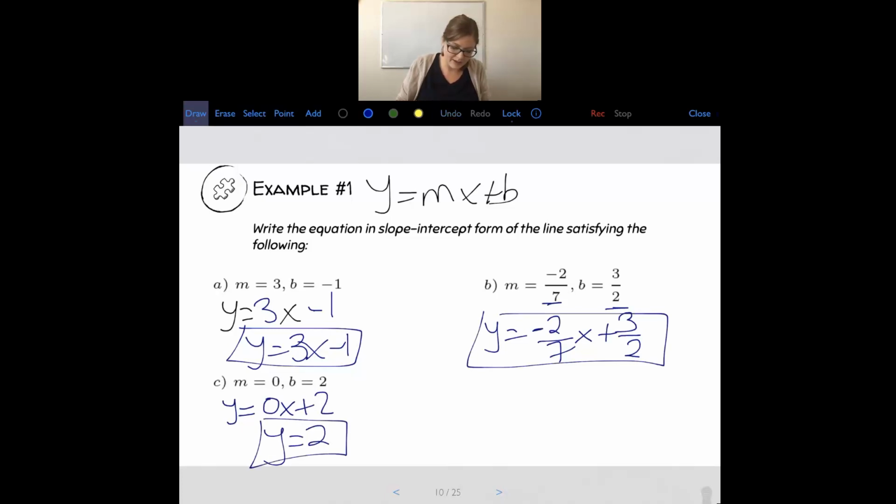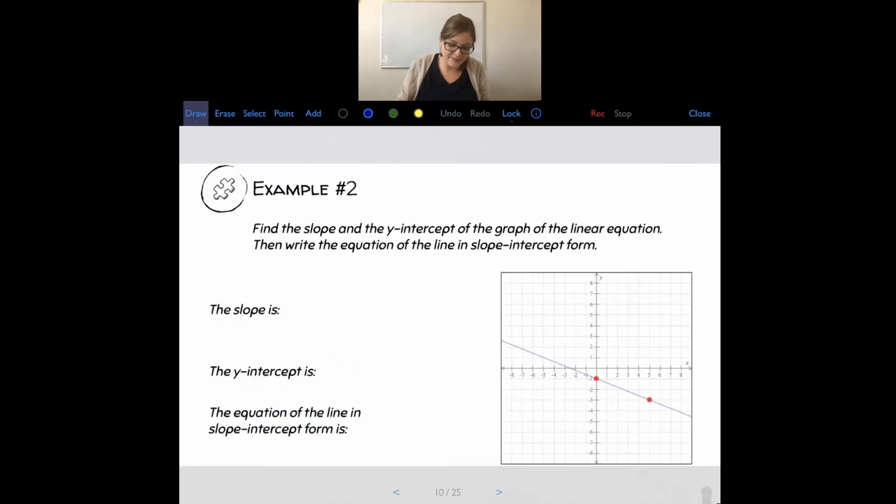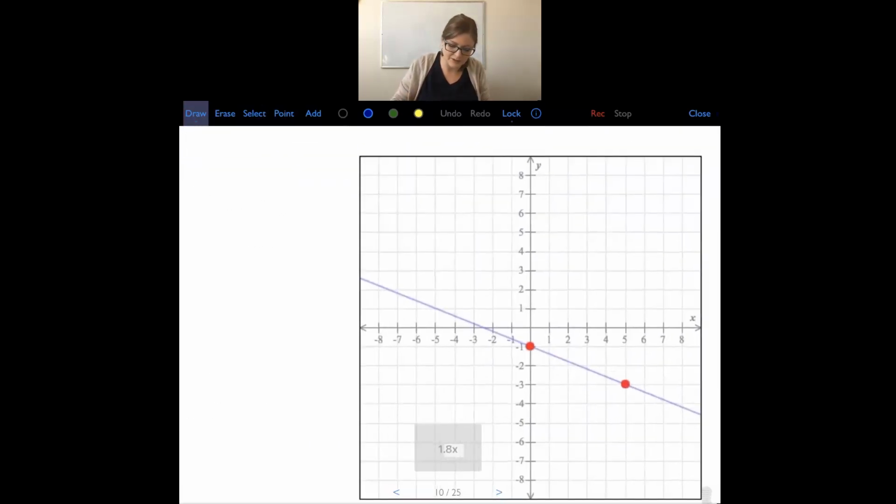Okay. Next, find the slope and the y-intercept of the graph of the linear equation. Write the equation of the line in slope-intercept form. Okay, so what we have is a graph, and I'll zoom it in. We'll find the slope, we'll find the y-intercept from the graph, and then we'll be able to use that to form the equation of the line in slope-intercept form. So I'm going to zoom in.